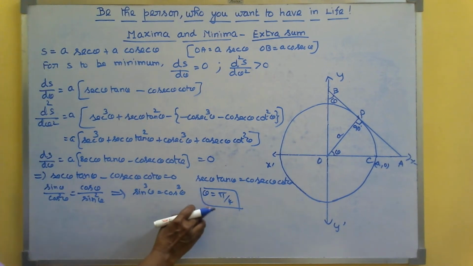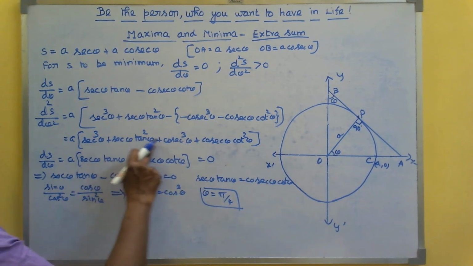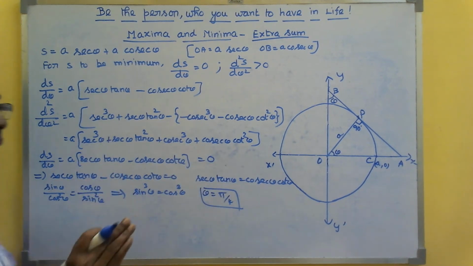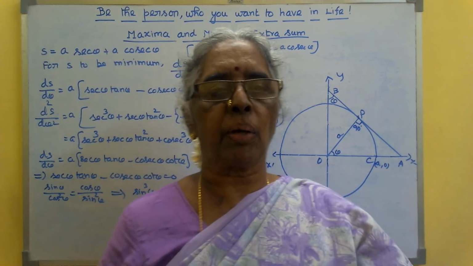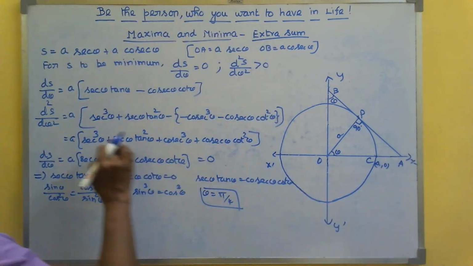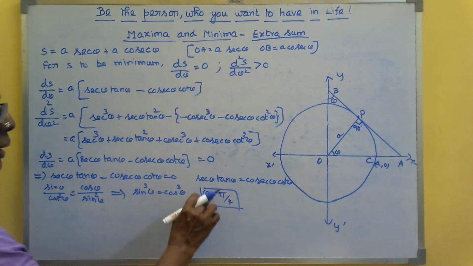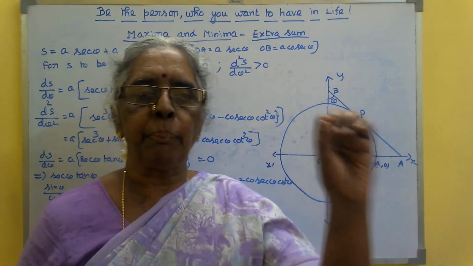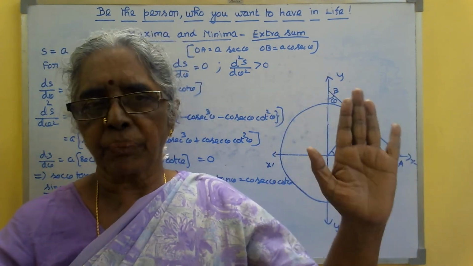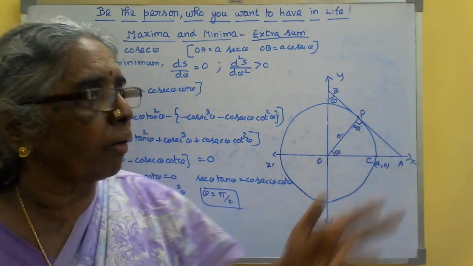Now theta is equal to pi by 4, if you come to the second derivative, you know everywhere there is a plus. And all the 6 trigonometrical ratios are positive in the first quadrant. So definitely the d square s by d theta square is going to be greater than 0. So theta is equal to pi by 4 will make your s minimum. That is very clear. Now let us find the minimum value of s.